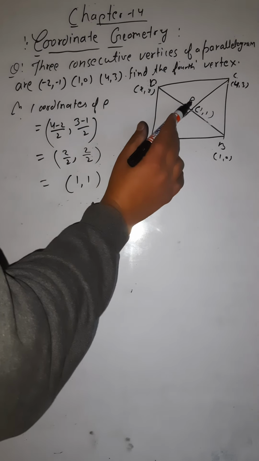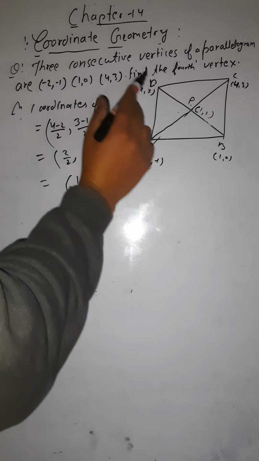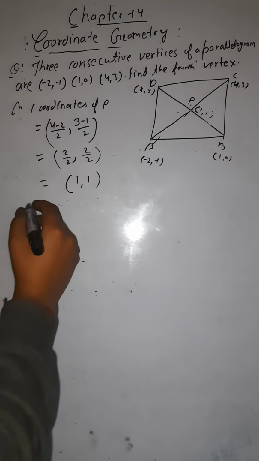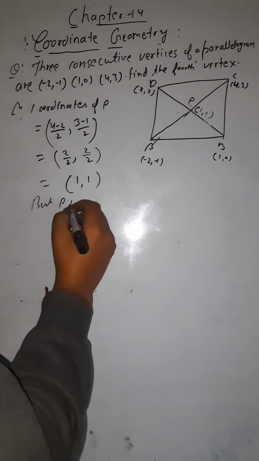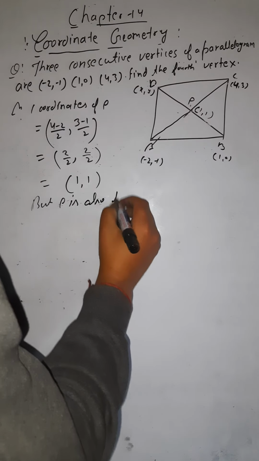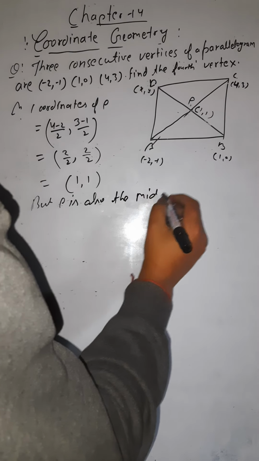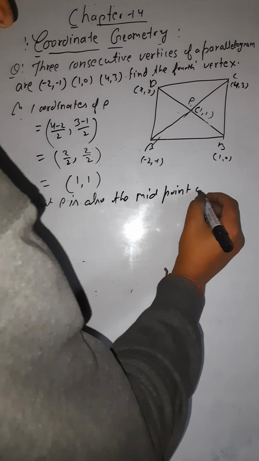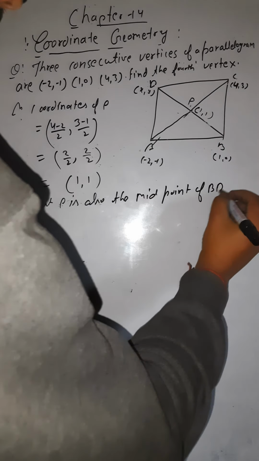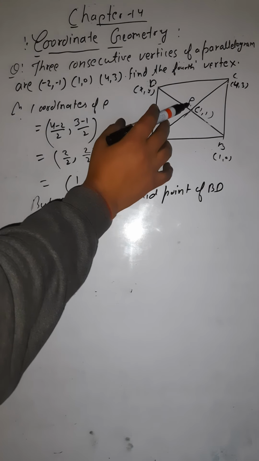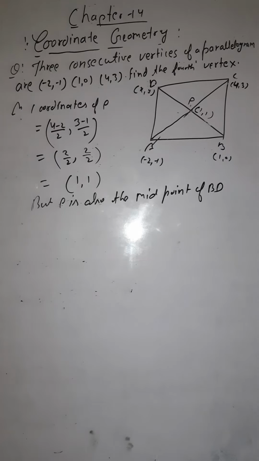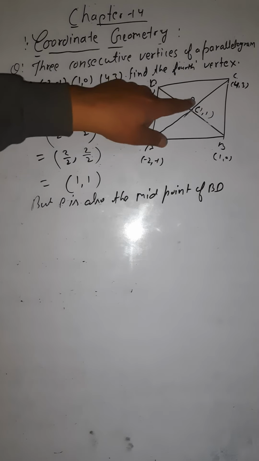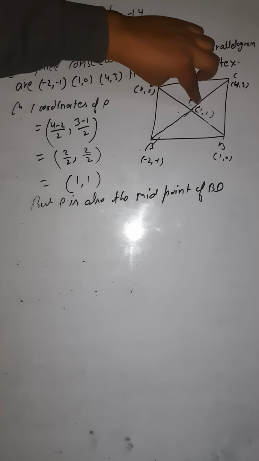But this point P is also the midpoint of BD, yes or not? Here I am writing, but P is also the midpoint of BD. Yes, P is also the midpoint of BD. So if P is the midpoint of BD, it means this 1 should be equal to what?